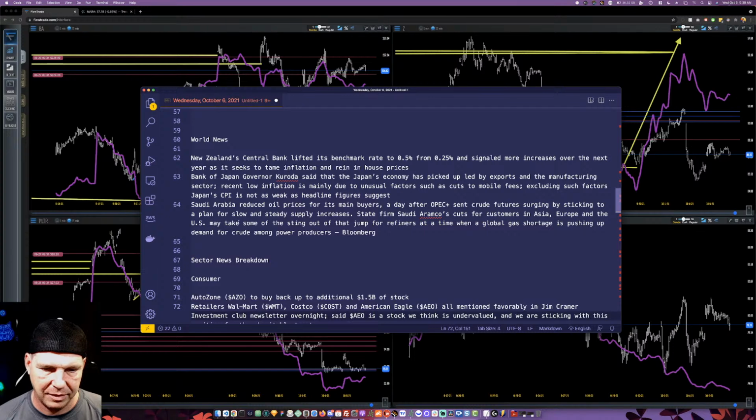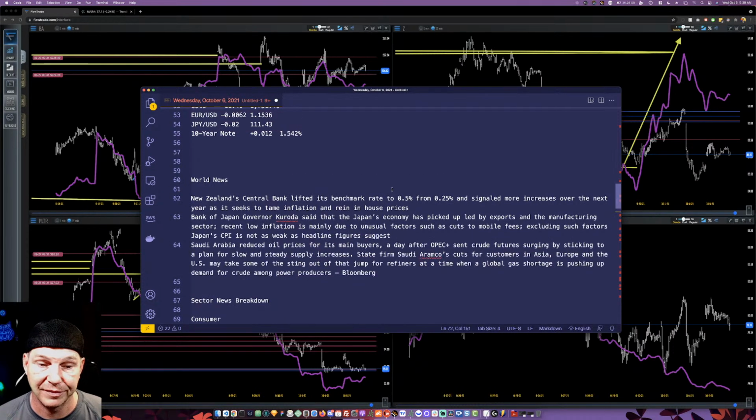We went over to Saudi Arabia. The Japan CPI is not as weak as headline figures suggest. Bank of Japan Governor Kuroda said that Japan's economy has picked up, comma. I don't like when people don't know how to use commas. Has picked up, comma, led by exports and manufacturing sector. Right. Recent low inflation is mainly due to unusual factors such as cuts to mobile fees.